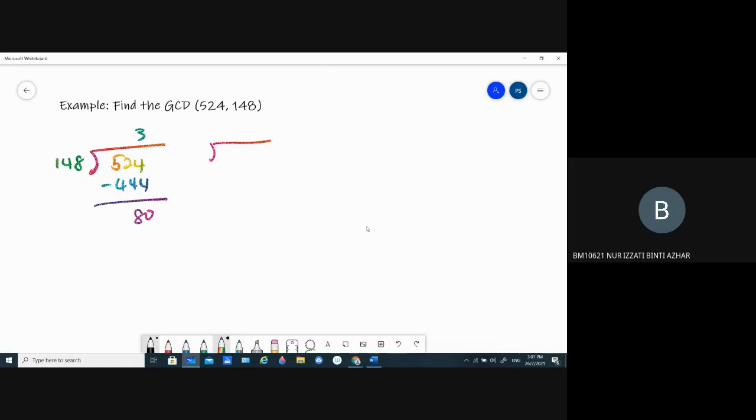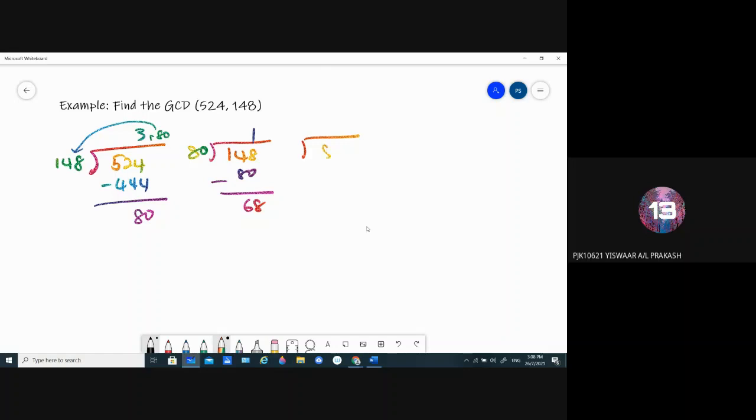What is inside here? 148. Divisor is 80. Yes. So if you write here like this, you remember easier. So 80. How many times 80 is 148? 1. So minus 80. What's the remainder? 68. So next step here. What's inside?